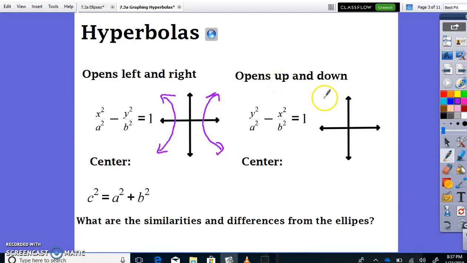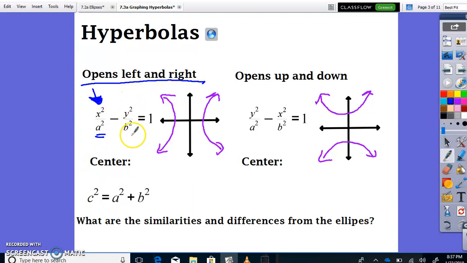Then you have hyperbolas that could open up or down. So you have one that opens up and one that opens down. If your hyperbola opens left and right, the equation will always start with the x squared first. It'll be x squared over a squared minus y squared over b squared equals 1.